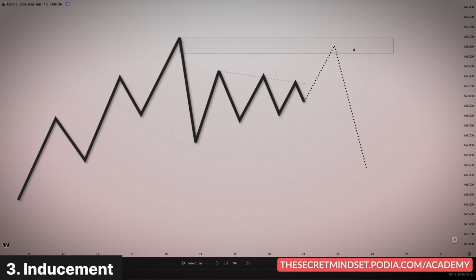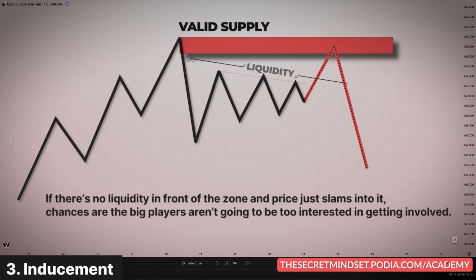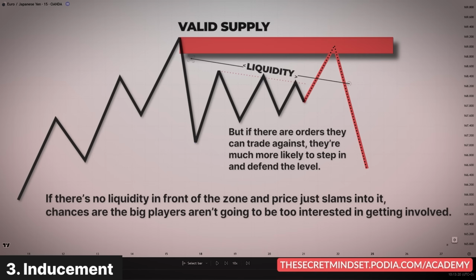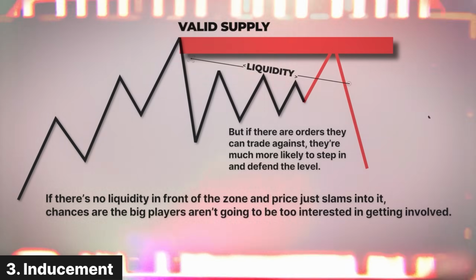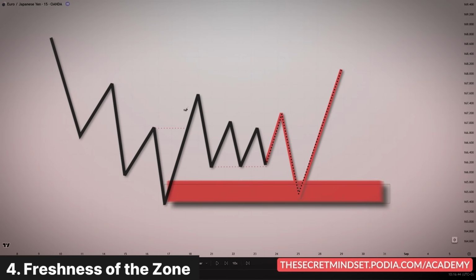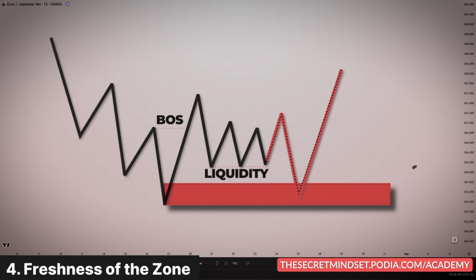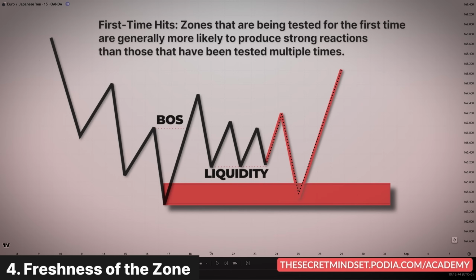If there's no liquidity in front of the zone and price just slams into it, chances are those big players aren't going to be too interested in getting involved. But if there are orders they can trade against, they're much more likely to step in and defend the level. Of course, even if a zone checks all these boxes, it's not guaranteed to hold forever. That's why it's also important to look at how fresh the zone is. In general, zones that have been tested multiple times are less likely to produce strong reactions than those that are being hit for the first time.